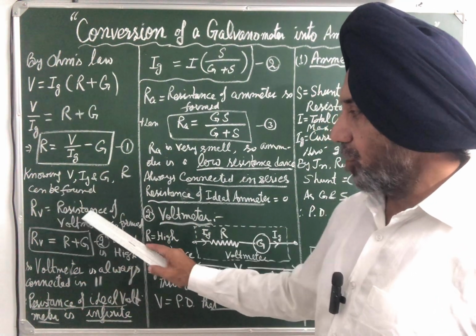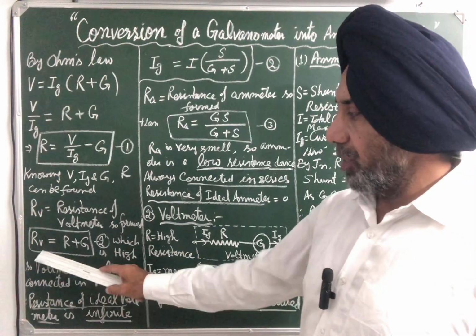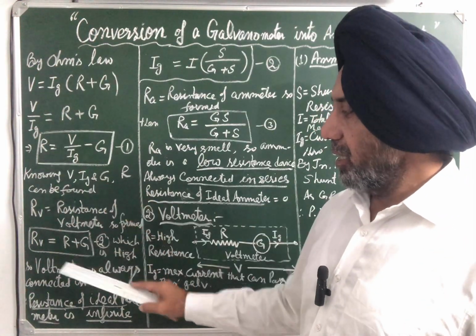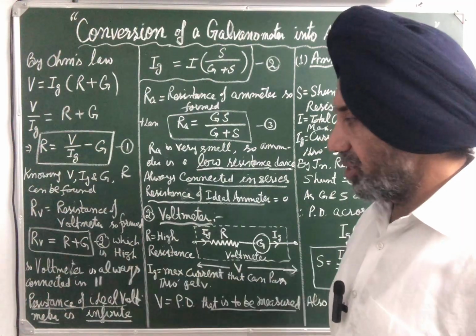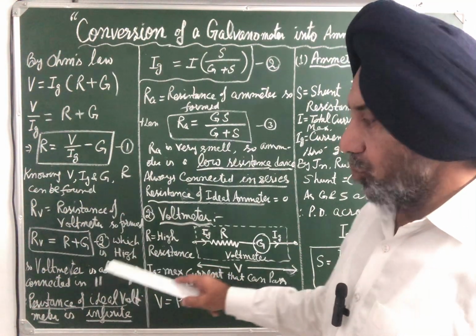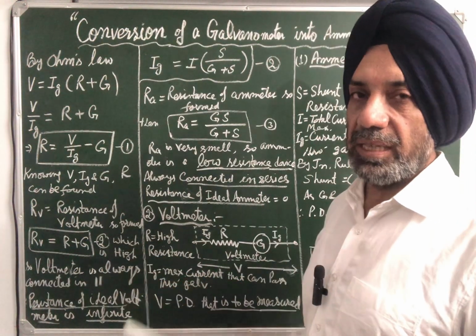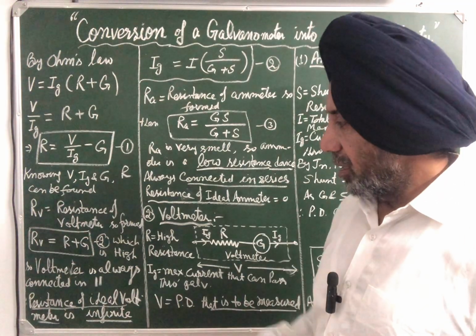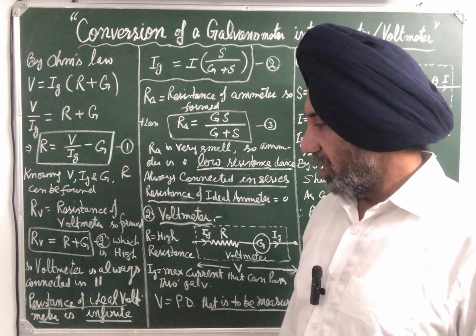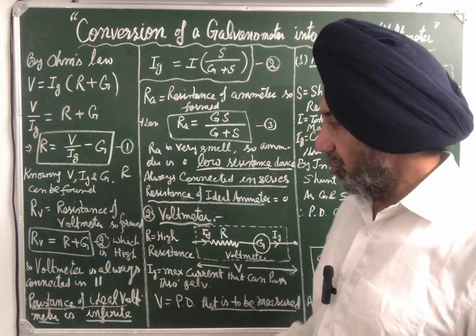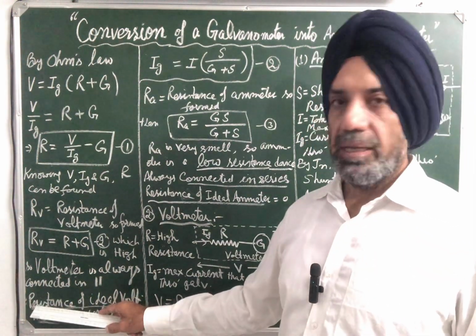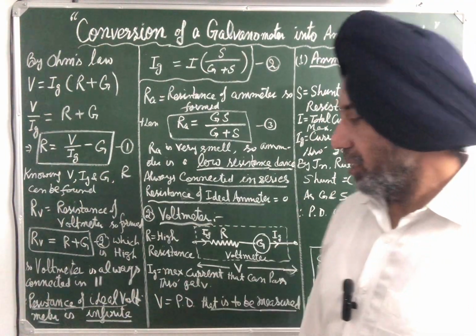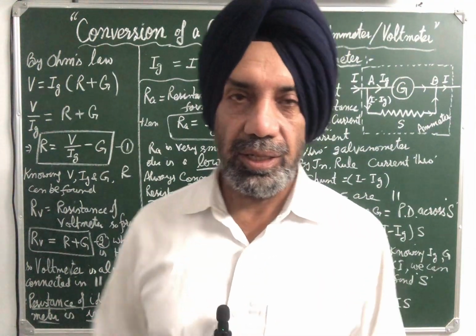So knowing V, Ig and G, R can be found. If Rv is equal to the resistance of the voltmeter so formed, then Rv is equal to R plus G. As R is high, G is also high, so R plus G is high. So voltmeter is a high resistance device. That's why a voltmeter is always connected parallel to the resistance or battery when we have to find potential difference, and the resistance of an ideal voltmeter is infinite.